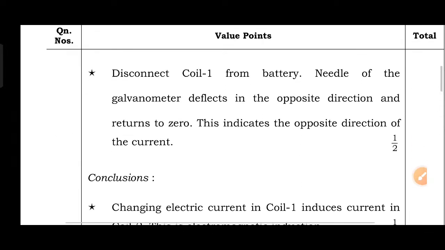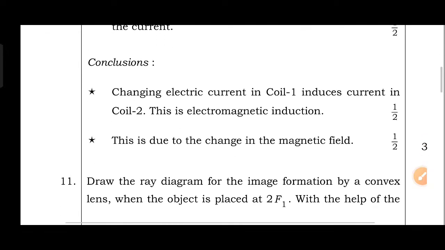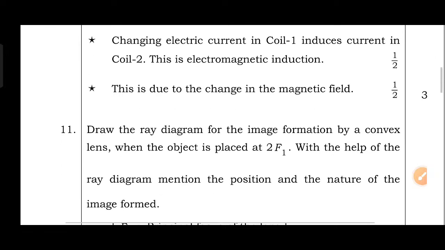Then disconnect the coil from the battery. The needle of the galvanometer deflects in the opposite direction and returns to zero. This indicates the opposite direction of current. Conclusion: changing electric current in coil 1 induces current in coil 2. This is electromagnetic induction. This is due to change in the magnetic field. If a magnetic field changes, the electric field also changes. They are correlated, electric field and magnetic field.